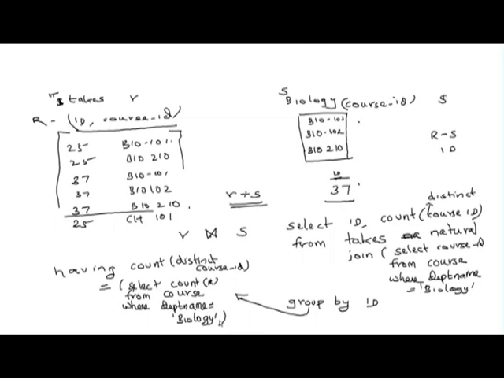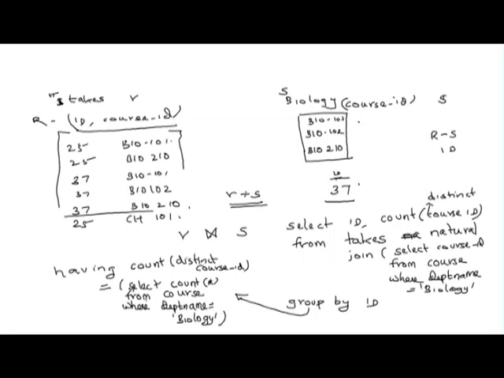So I have effectively done division in a two-step process. First, for the right-hand side, I count how many tuples there are. Then I am doing a join of the left-hand side with the right-hand side to eliminate tuples which are irrelevant. In this case, CH101 was irrelevant. I don't want to count CH101. So the natural join eliminated all the irrelevant tuples. And then I did a group by and did a count to find how many biology courses in this case the student had taken, and then make sure that the counts match.